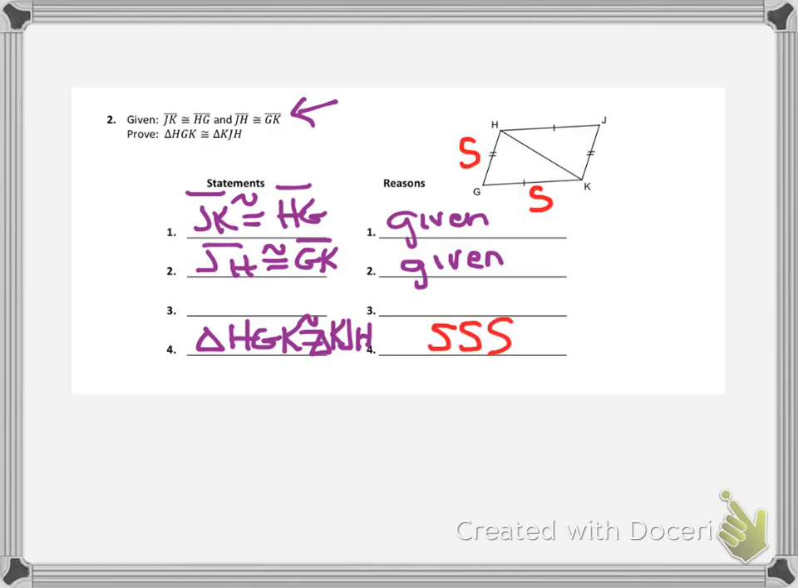That's side, side, side. This line right here is a side that's joining the 2 triangles together. It's shared by both of them. We can say it is congruent to itself. So I can say HK is congruent to HK, which seems really silly, but it gets us exactly what we need. It gets us that third side of the triangle. And the reason we can do that is what's called the reflexive property, that everything is equal to itself.